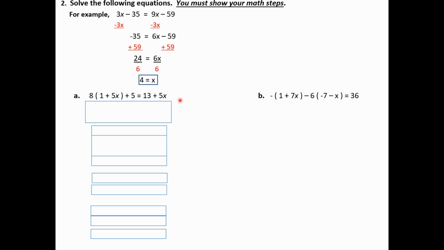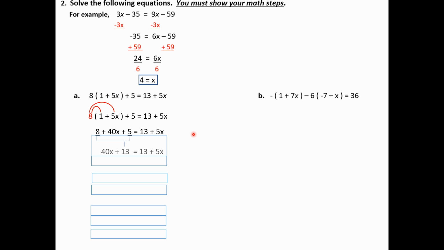Right, for A, the first step that you may notice is we have this 8 here that needs to be distributed into this set of parentheses. So 8 will multiply by the 1 as well as that 5x on the inside, leaving us with 8 plus 40x plus 5 is equal to 13 plus 5x. And then from here we can combine the like terms on the left side, combining the 8 and the 5 since they are both constants without a variable, and we get 40x plus 13 equals 13 plus 5x.